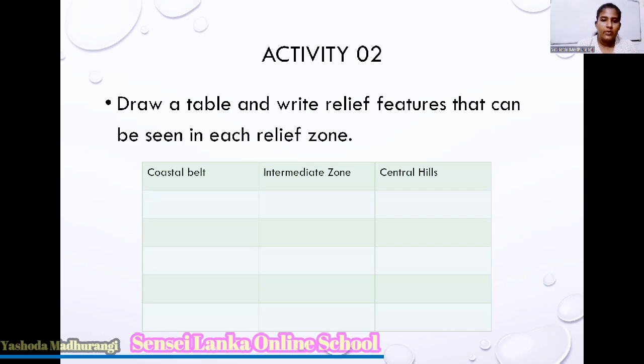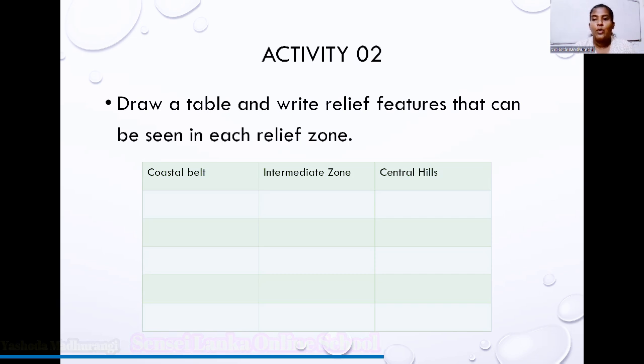And then I have given a table here. In the coastal belt, what are the relief features? In the intermediate zone, what are the relief features? In central hills, what are the relief features? You can separate the relief features into these 3 categories. Once again, it's a homework, and also I will come to meet you with a new lesson about that.